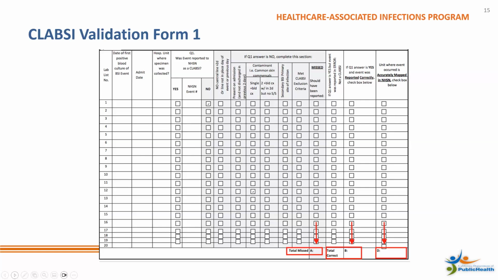So then at the bottom, we have the totals. Column A would be the totals that should have been reported into NHSN, but were not reported. So that would count as the number that was missed. Column B would be the total that should have been reported and was correctly reported into NHSN. That's your column B. And then the last column is that the unit where the event occurred was accurately mapped in NHSN. So that's your column D. So that is how you fill out Form 1 for CLABSI.